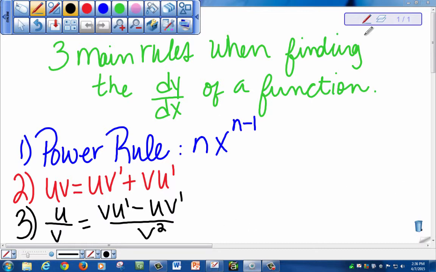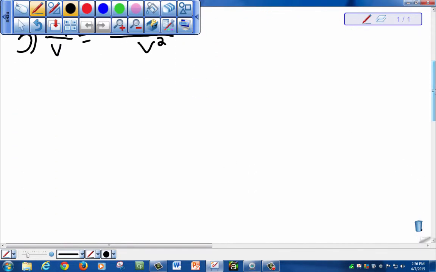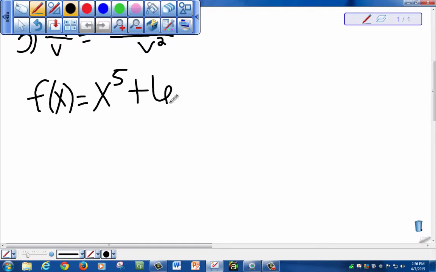So, let's do a couple of problems. So, let's say we have a function, f of x equals x to the fifth plus 6. So for this case, we're going to use the power rule. Whenever we do the power rule, we're going to take whatever the exponent is and move it to the front and subtract 1 from it. So here, we're going to have 5x to the fourth power.